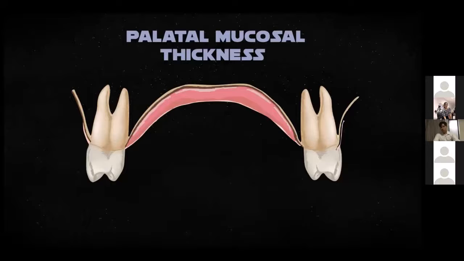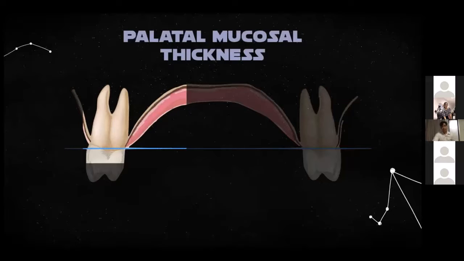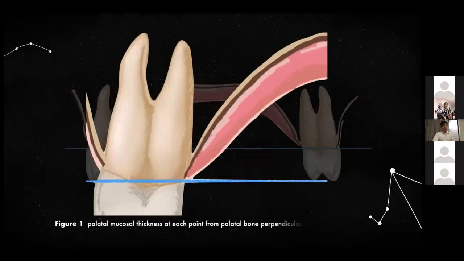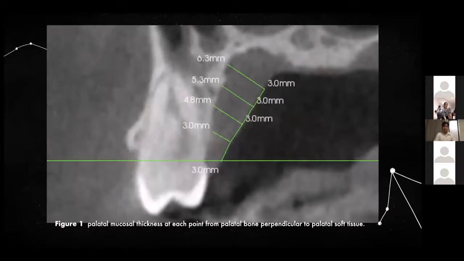This figure shows the coronal plane of the maxillary arch, on which we drew a 3 mm interval section line along the palatal mucosal outline at 3, 6, 9, and 12 mm, starting from the CEJ. Then the mucosal thickness was recorded at each point by the distance measured from the palatal bone perpendicular to the palatal mucosa. This figure shows the CBCT image in coronal plane with palatal mucosal thickness assessed at 3, 6, 9, and 12 mm.